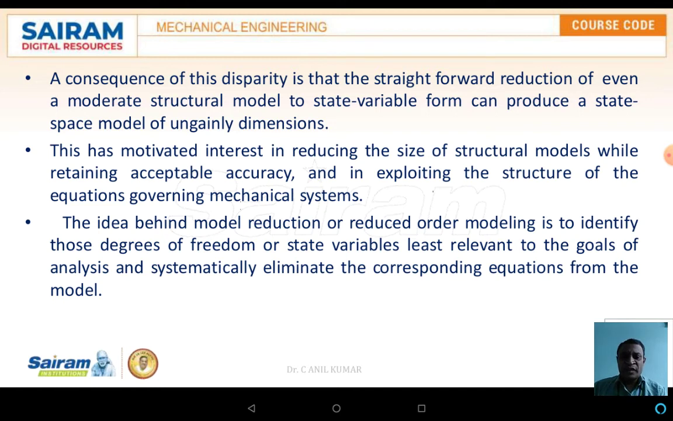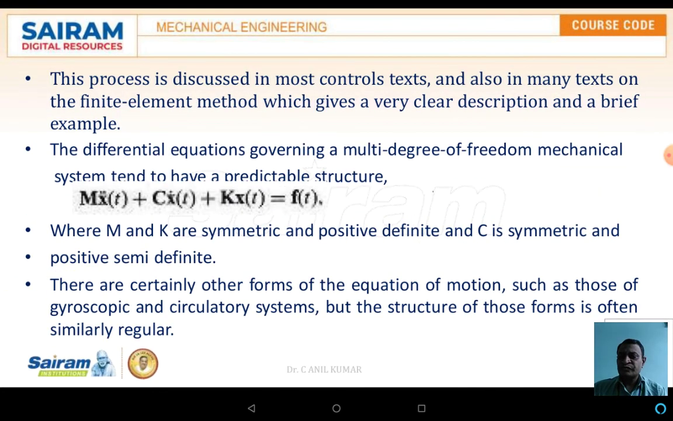In exploiting the structure, the equations governing a mechanical system play a major role. The idea behind model reduction, as well as reduced order modeling, is to identify those degrees of freedom as well as state variables least relevant to the goals. This process is discussed in most control texts and also in many of the finite element texts, which give a very clear description as well as a brief example.